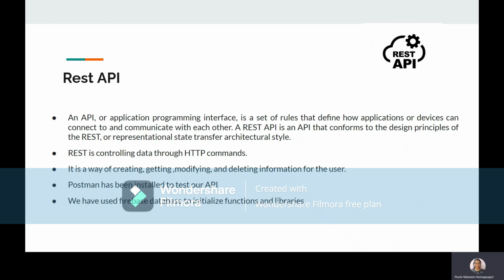REST API. An API, or application programming interface, is a set of rules that defines how applications and devices can connect and communicate with each other. A REST API is an API that conforms to the design principles of the REST, representational state transfer, architectural style. REST is controlling data through HTTP commands. It is a way of creating, getting, modifying and deleting information from the user.